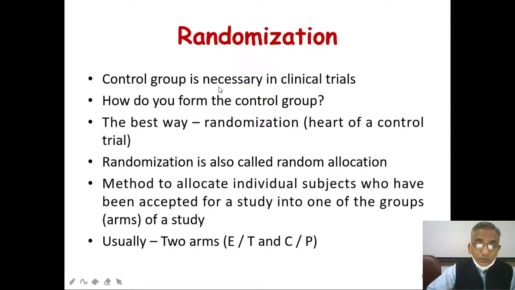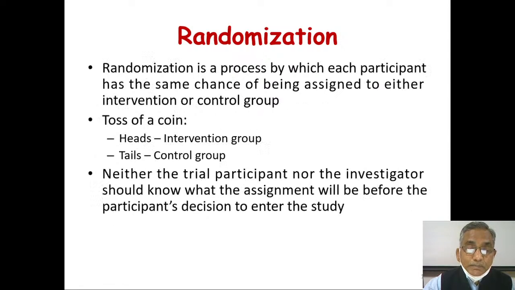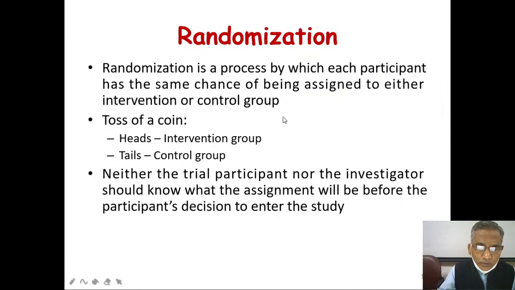So a control group is necessary in a clinical trial. How do you form the control group? The best way is randomization. So randomization is also called random allocation, right? Randomization is a process by which each participant has the same chance of being assigned to any of the two groups. It is something like tossing a coin.